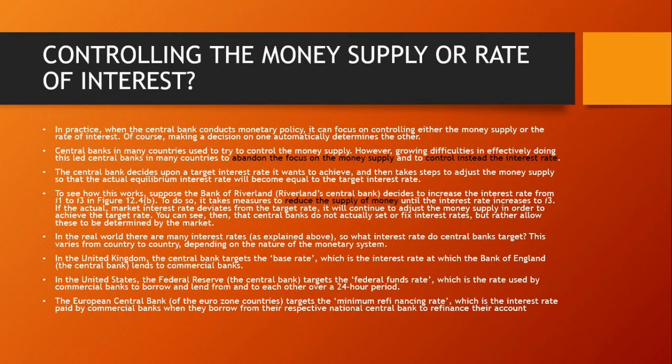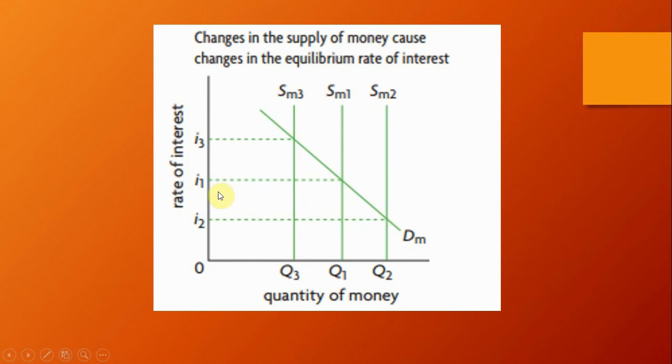So in the real world, there are many interest rates, which differ for the central bank of each country. For example, the Bank of England targets the base rate, the United States targets the federal funds rate, and the European Central Bank targets the minimum refinancing rate. In conclusion, central banks cannot control everything, but they can only influence the interest rate from I1 to I2, but they cannot completely control all the interest rates to become I2.